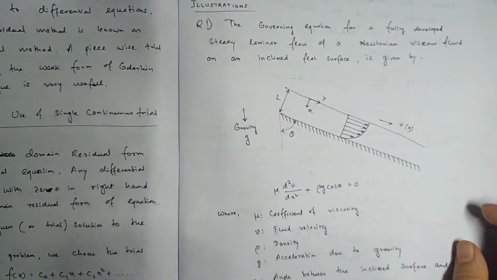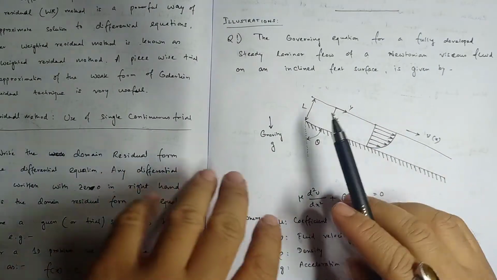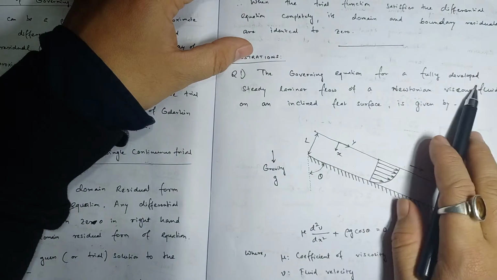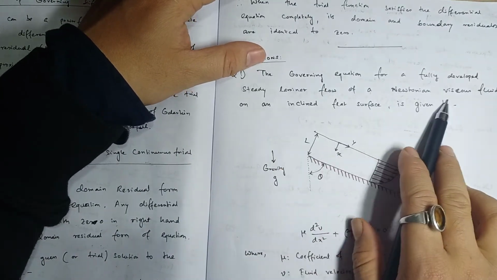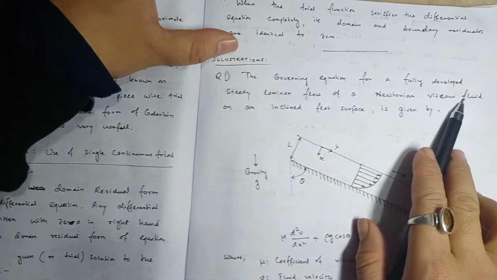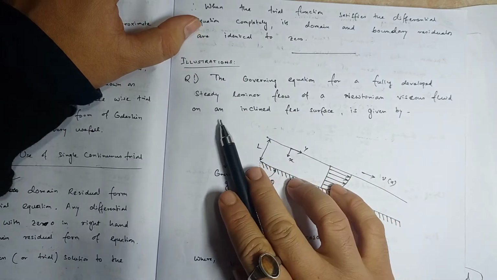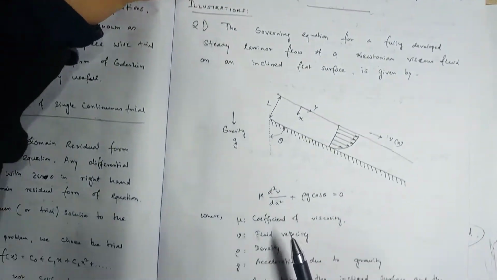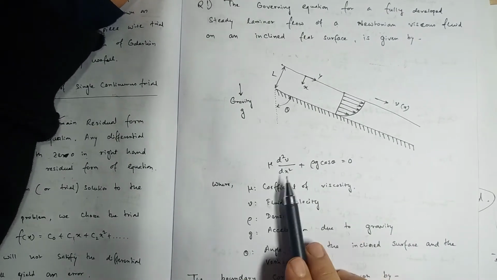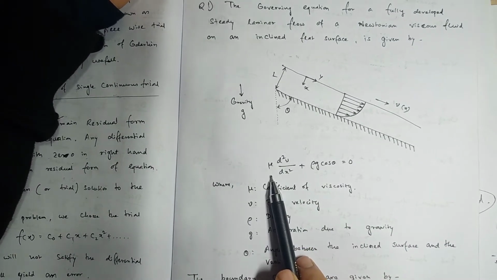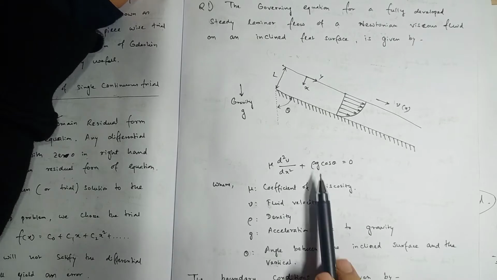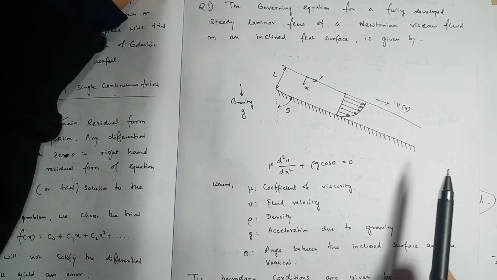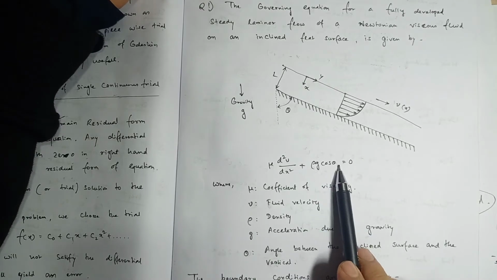Okay, now we'll understand the whole thing with the help of this problem. See, the governing equation for a fully developed steady laminar flow of a Newtonian viscous fluid on an inclined flat surface is given by this equation, a differential equation where mu is the coefficient of friction, v is the fluid velocity, rho is the fluid density, g is the acceleration due to gravity, and theta is the angle, in cos of theta.